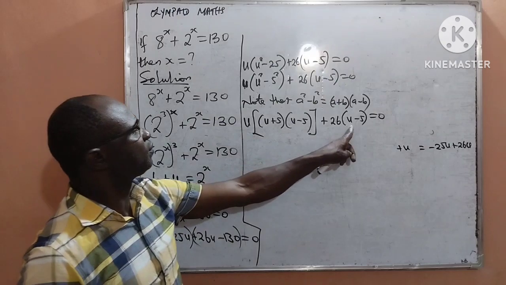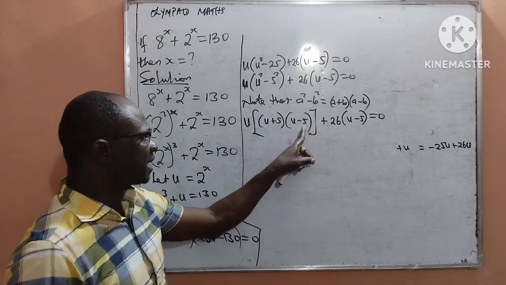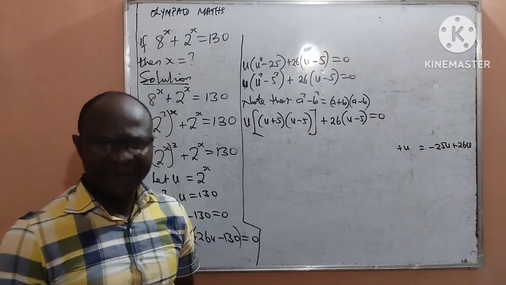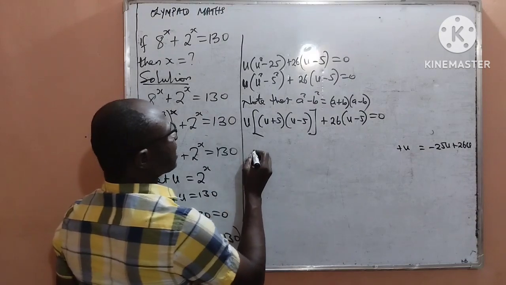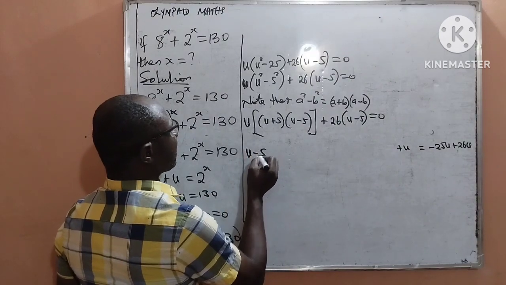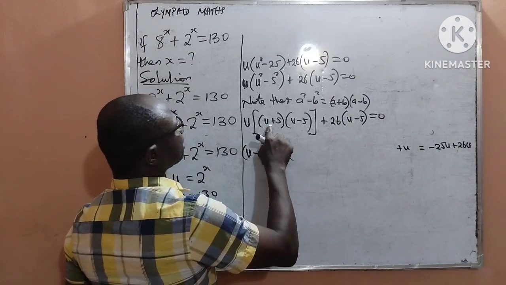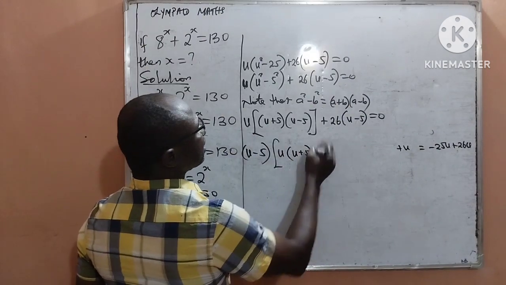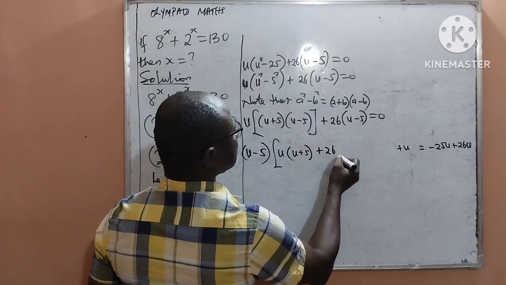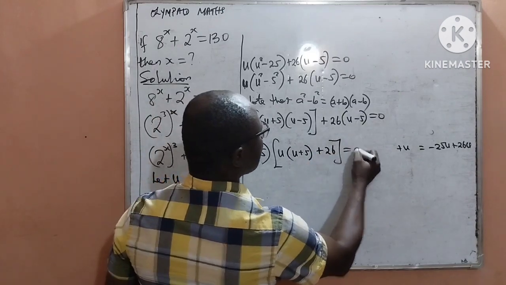Okay, here I have u minus 5. This place I have u minus 5, so it is common. It can be factored out. And when it is factored out, it will now be u minus 5, then into the bracket, u multiplying u plus 5, then plus 26. Everything now can be equal to 0.